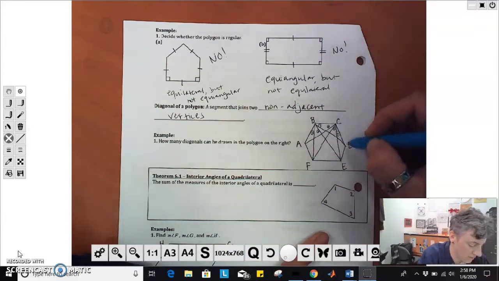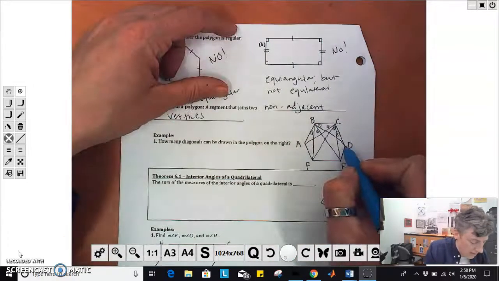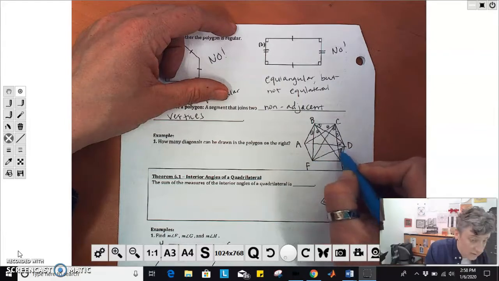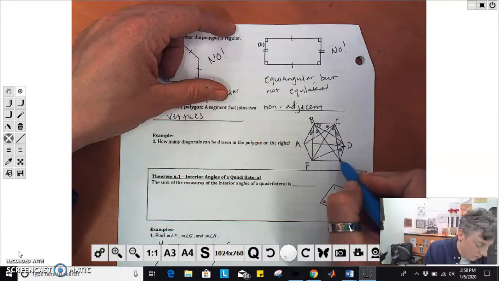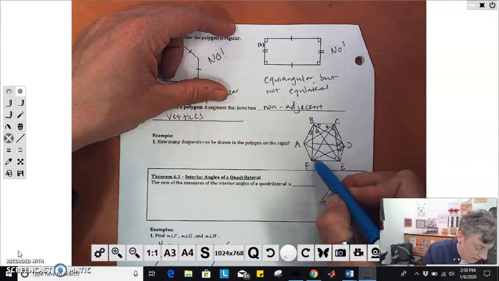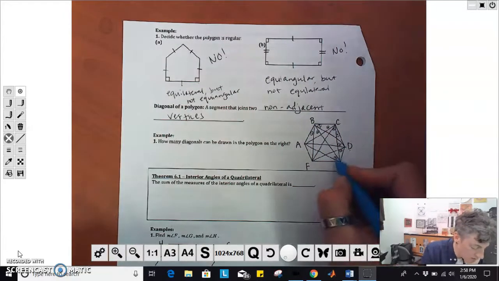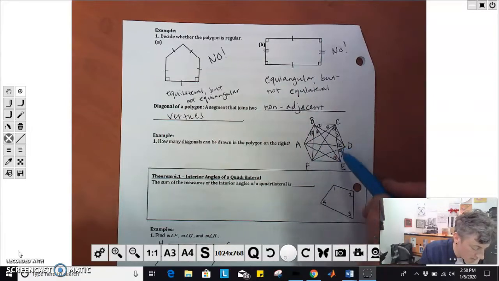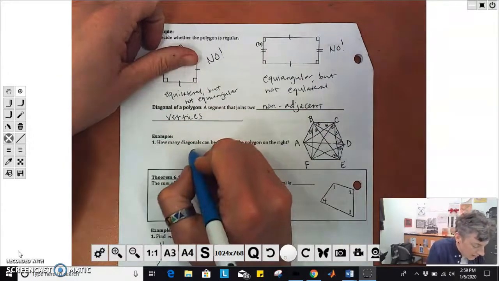6. Can't draw one from C to D. D already has one to B. D needs one to A, would be 7, and F would be 8. E has one from E to C, E to B, so I only need one more here to make 9. And F has all. All right, how many do each one of them have? Looks like 3 diagonals go with each vertex. So we have 9 diagonals.